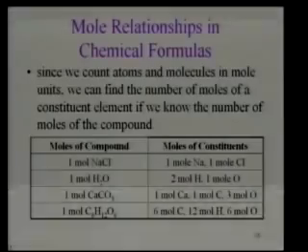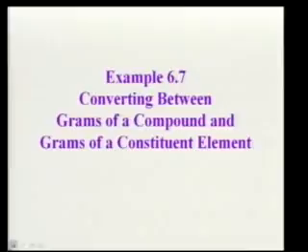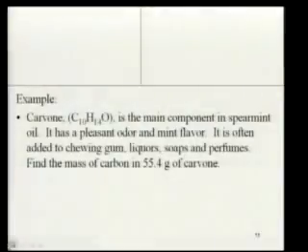Now, that being said, this problem says converting between grams of a compound and grams of a constituent element. If I know what I'm weighing and I know how much the compound weighs, how can I go about figuring out the mass of a certain element within that compound? I use everything I know so far, plus what we just talked about. So put it all together. Exciting, I know. It's just enthralling stuff.